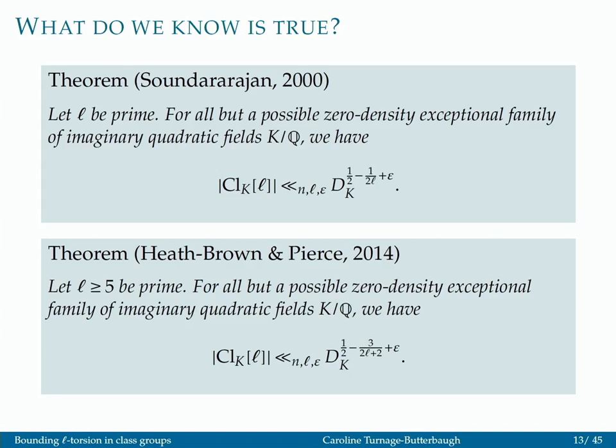Okay, so now that we have allowed ourselves in this setting to say maybe we can't do something for all k, but we can do something for all but a set of zero density of fields k, what can we say?